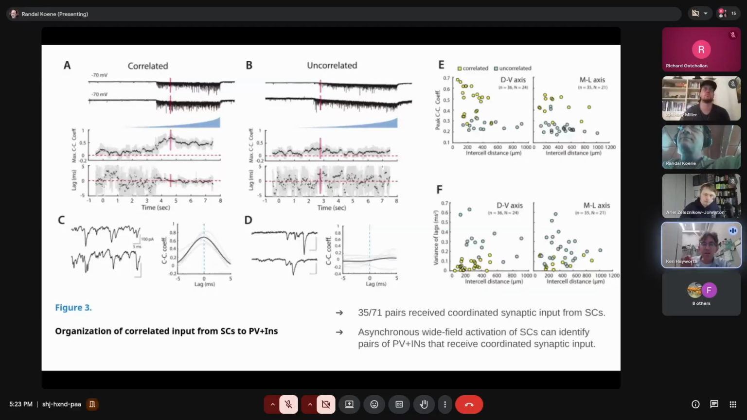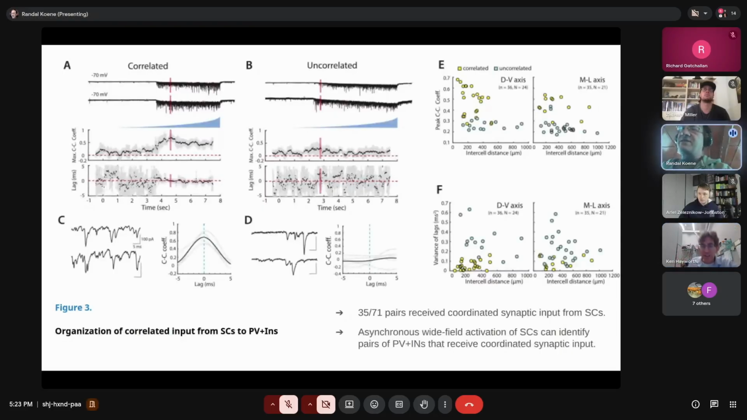The dots that are labeled in yellow and blue, correlated and uncorrelated PV neurons. So I guess what I'm confused by is there's the y-axis is correlation and the color is correlation. So why don't those track perfectly? There's a different way they're correlated.